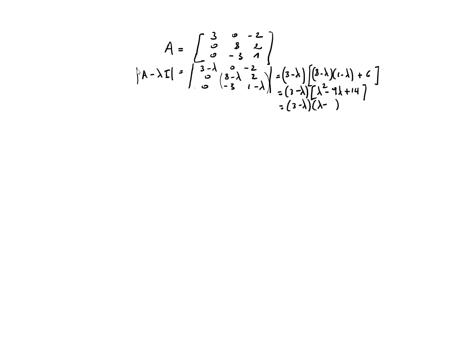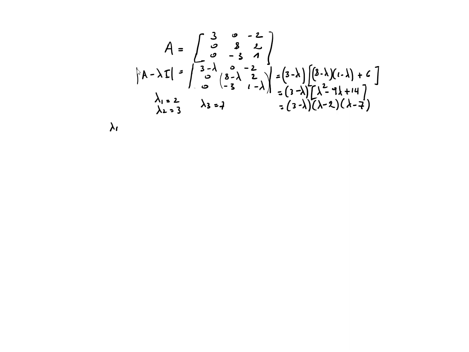Okay, this you can factor as lambda minus something and lambda minus something. We need the sum of the coefficients to be 9 and the product 14, so this leaves us with 2 and 7. So the first eigenvalue is 2, the second eigenvalue is 3, and the third eigenvalue is 7. We now have to find the eigenvectors.